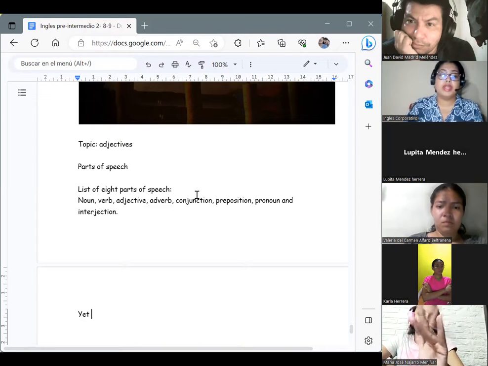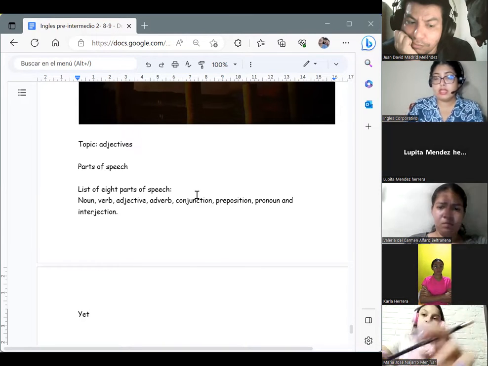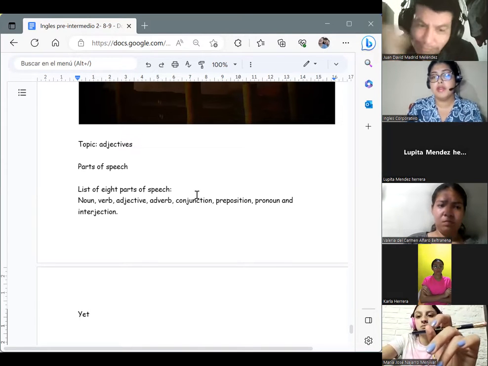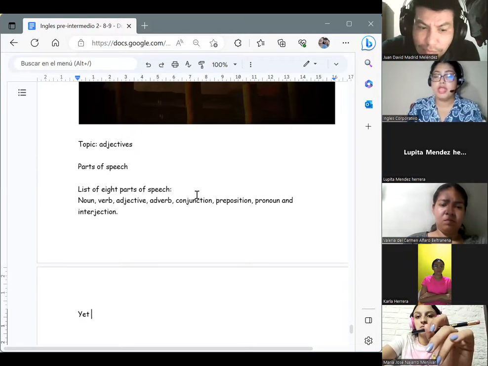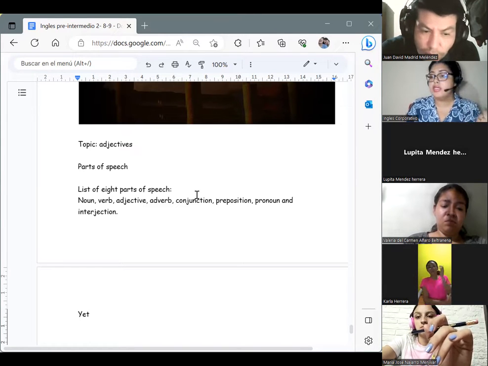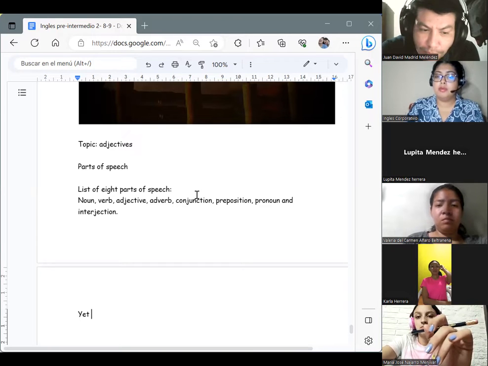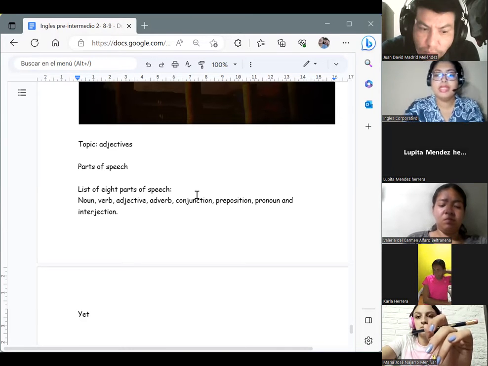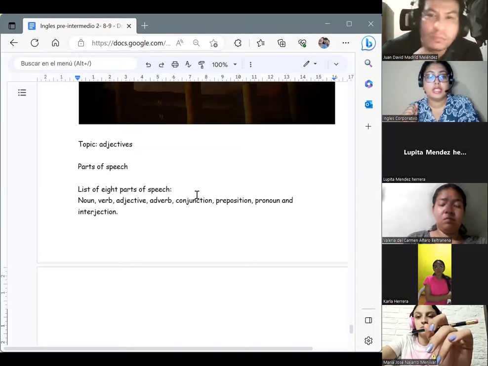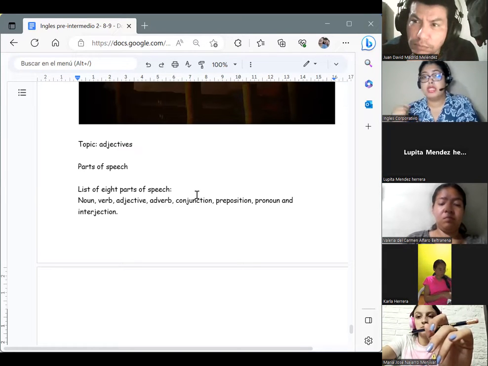The adverb, we already talked about the adverbs. And the prepositions, in this case, we have different types of prepositions, but we were talking about the preposition of place, that is very common also. The pronouns, we already talked about the pronouns. That is the first thing that we need to learn when we are learning English, that are the I, you, he, she, it, we, you, and they. Some of the rules, some of the different things that we talk about the pronouns. So we already know that we have 8 important parts of the speech. 8 partes importantes, donde tenemos los nombres, verbos, adjetivos, adverbios, las conjunciones, preposiciones, pronombres y las interjecciones.